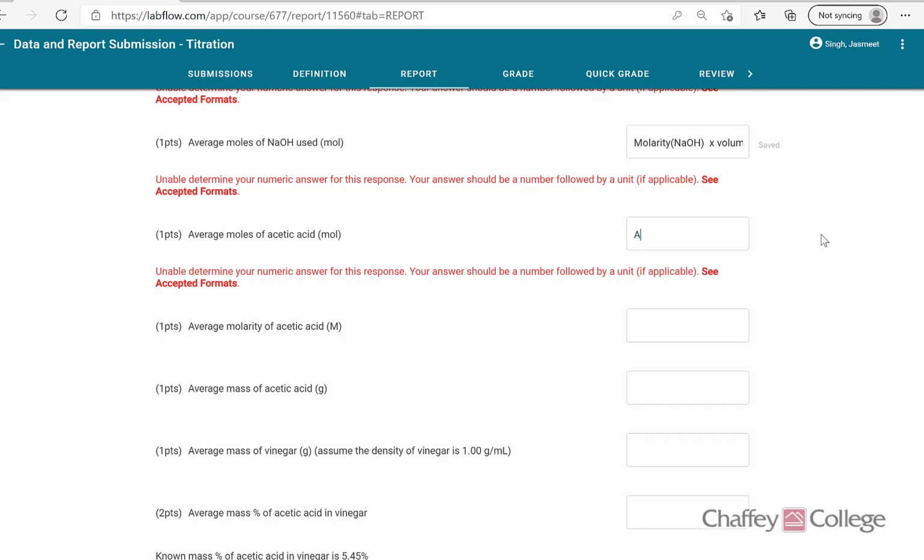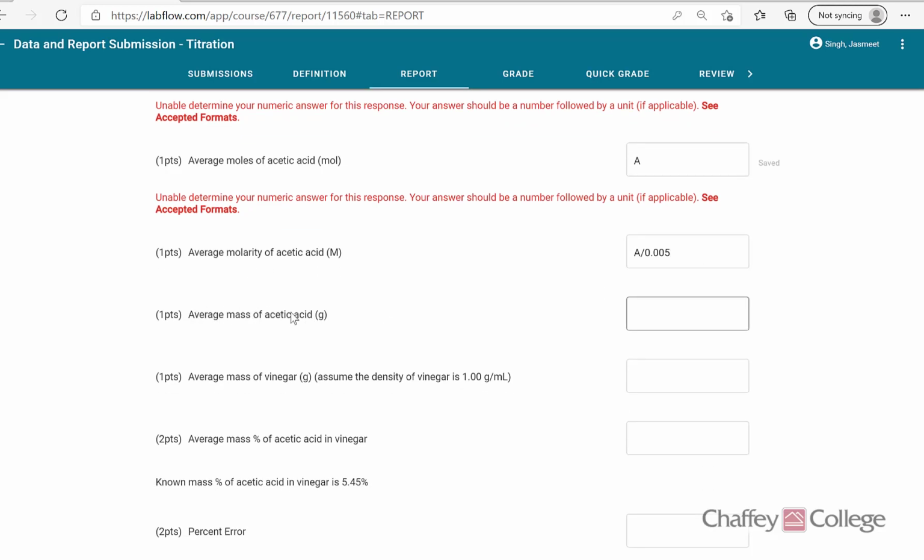maybe it is A. So our average molarity will be this value A divided by 5 ml in liters. When we convert 5 ml to liters, we will get 0.005. So this should be the average molarity of acid.